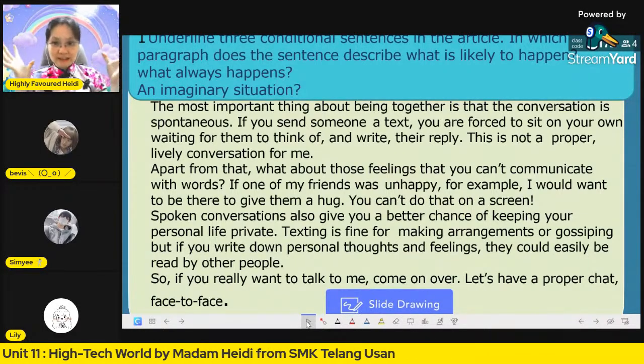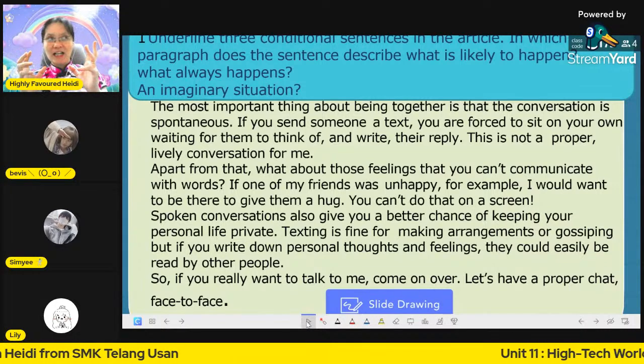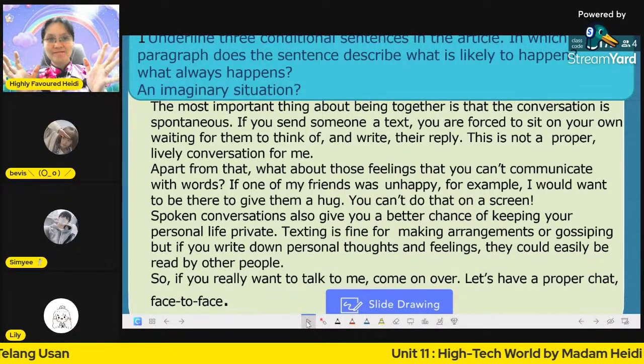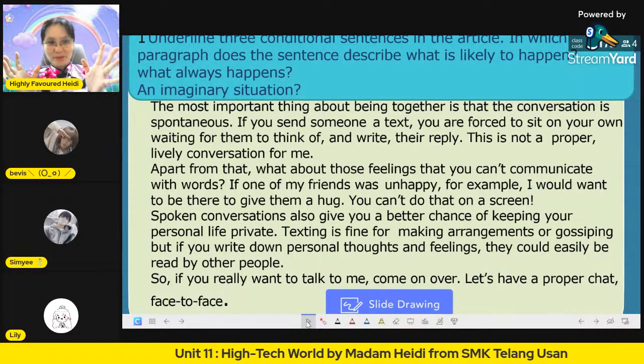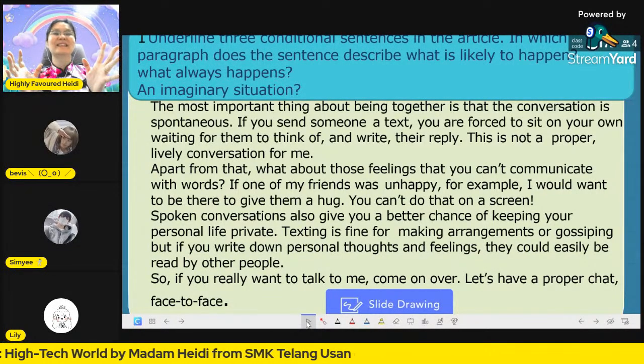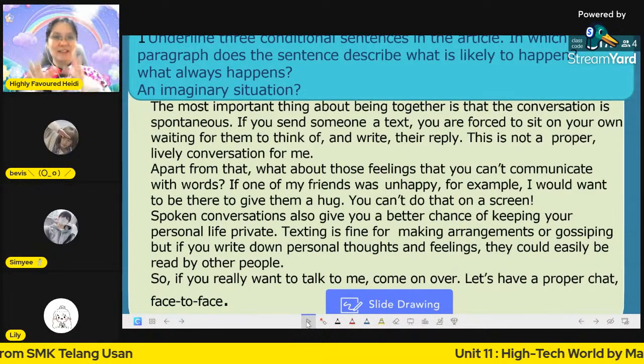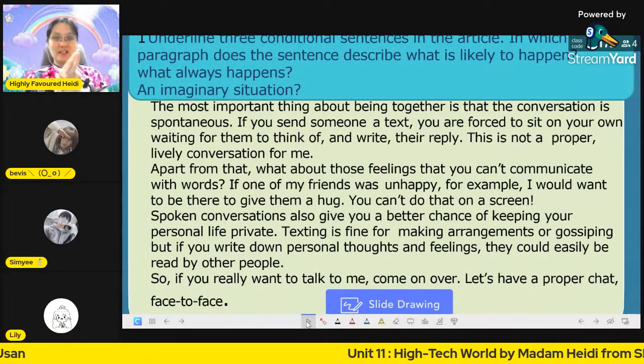Remember what is conditional? You still remember what is conditional? Yes, madam, it's the if one. If I'm not mistaken, it's got three types, the if one, right? Correct, exactly. That's what it is. So you underline three conditional sentences.